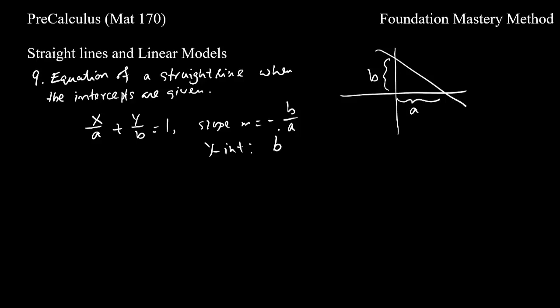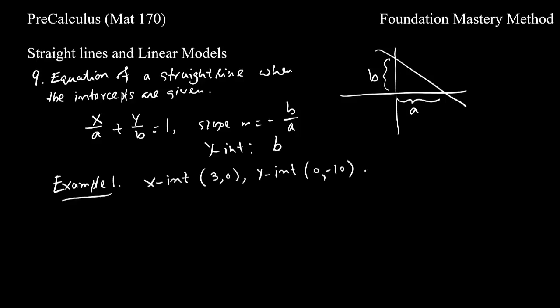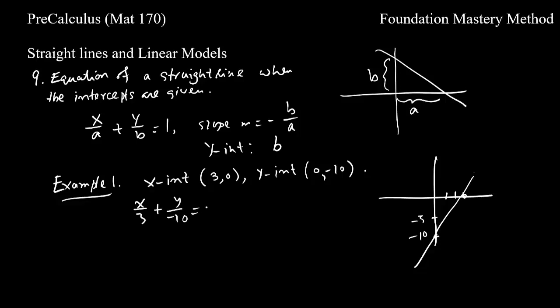So we take an example. We are given the x-intercept as (3, 0) and the y-intercept as (0, negative 10). So we can think of 1, 2, 3. This is the point here, and the other point is (0, negative 10). So then the equation of the straight line is this, and clearly you can see that this is a positive slope. So we can write the equation like x over 3 plus y over negative 10 equals 1.